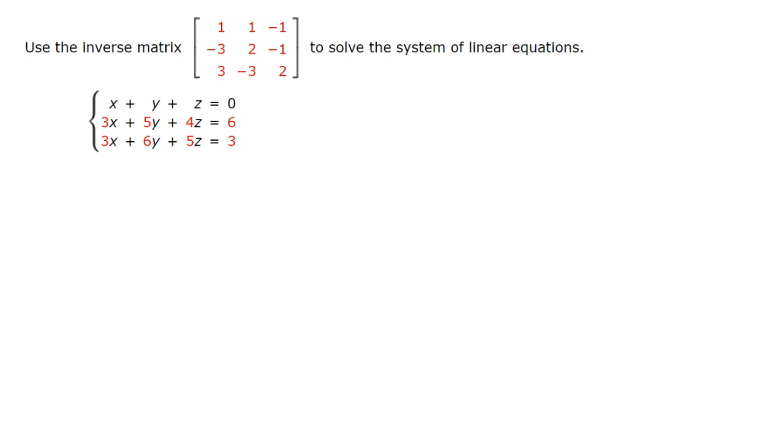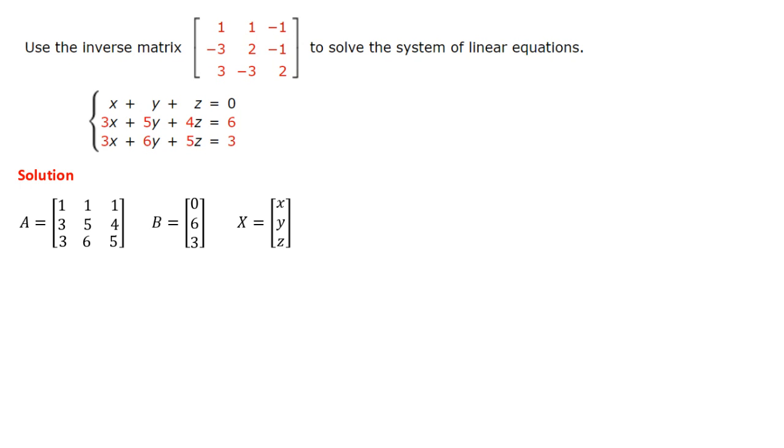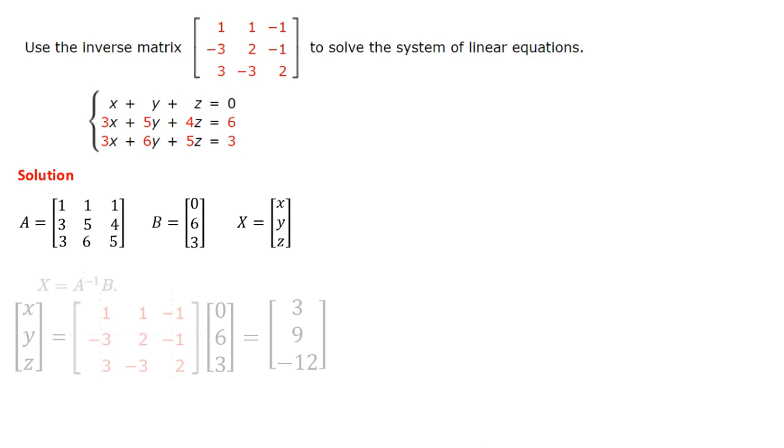Okay. So use the inverse to solve the next problem. So the good thing is that they already give us the inverse, so we don't have to find it. So all we have to do is figure out what A is. Again, it's all your coefficients. B is your constants, 0, 6, and 3. And then X is going to be X, Y, and Z. If we use the formula, we have the inverse, which they gave me here. Okay. And then I have my B, and this is what I'm trying to find, right?